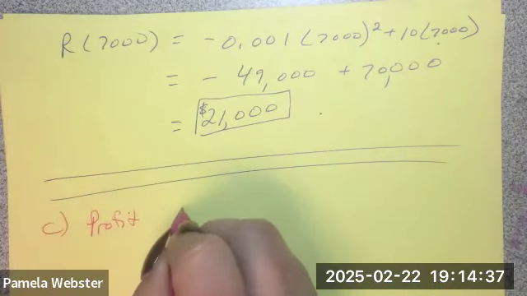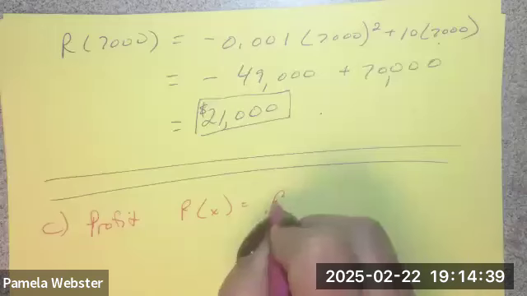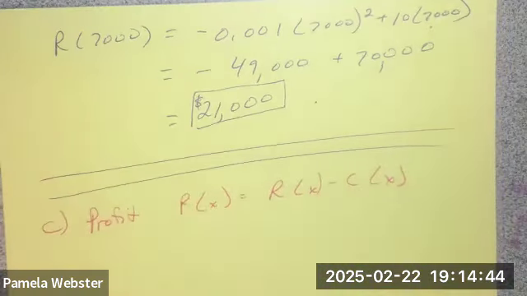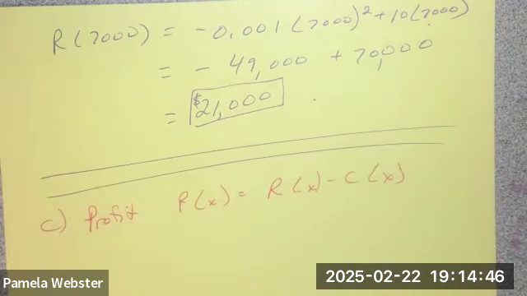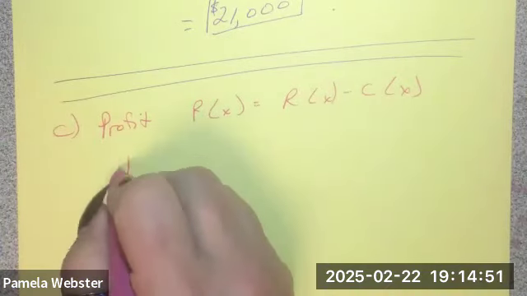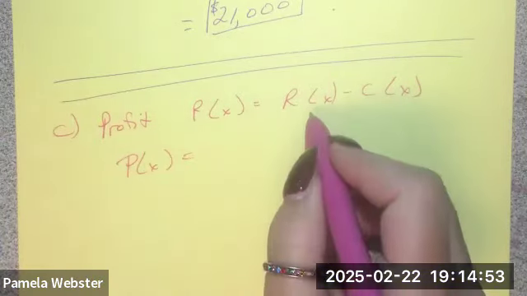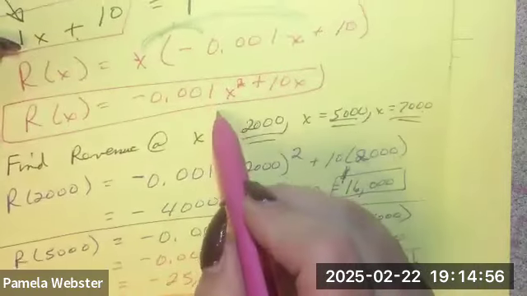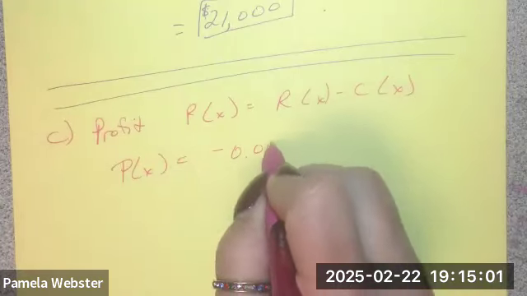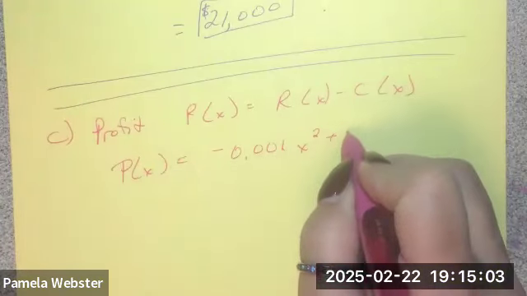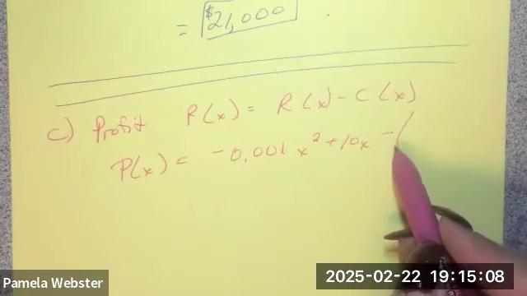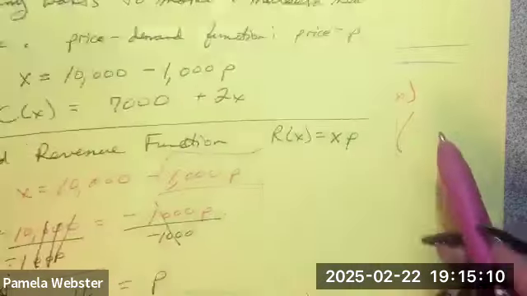So the profit function, remember, profit is revenue minus cost. Okay. So we need to go back and figure out our profit. They don't give it to me. I'm going to have to find it. So the profit is the revenue function we said was right here, negative 0.001 x squared plus 10x minus the cost function. And notice I'm putting parentheses because I know it's an entire cost function.